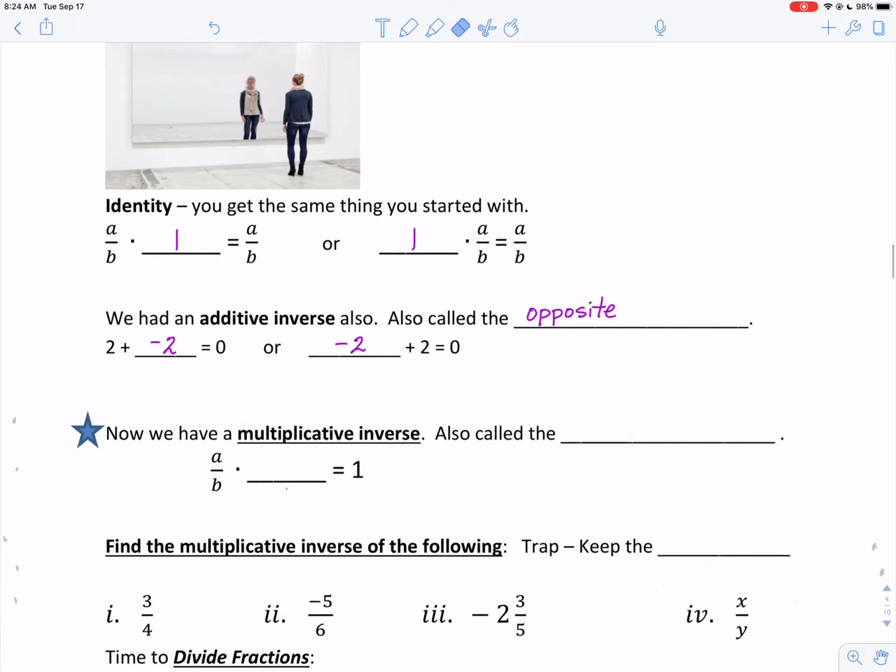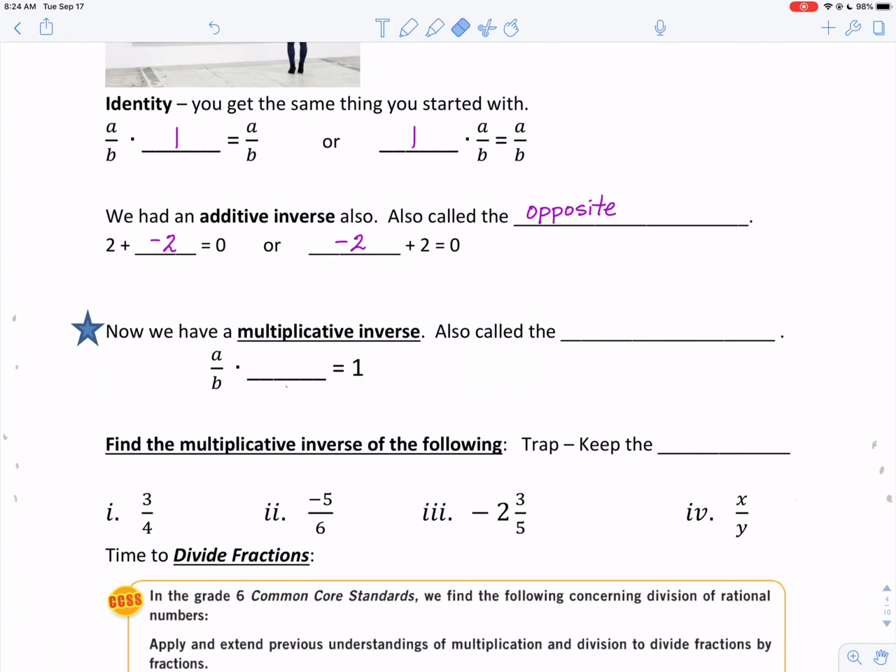We also have a multiplicative inverse, and this is new. Multiplicative inverse is also called a reciprocal. So we need to undo something. So basically we're going to determine what we would multiply A over B by to get a 1. So that would just be B over A. So they would undo each other. So some people just say, well, just flip the fraction, and that's the multiplicative inverse.